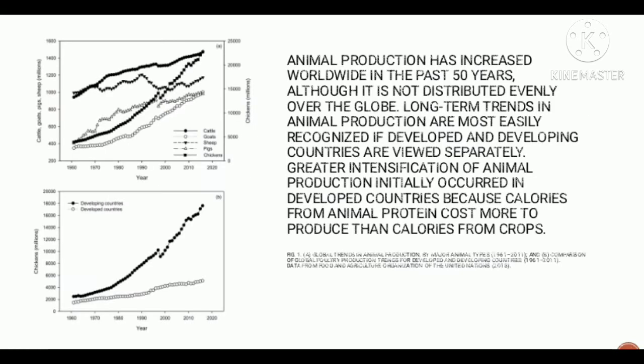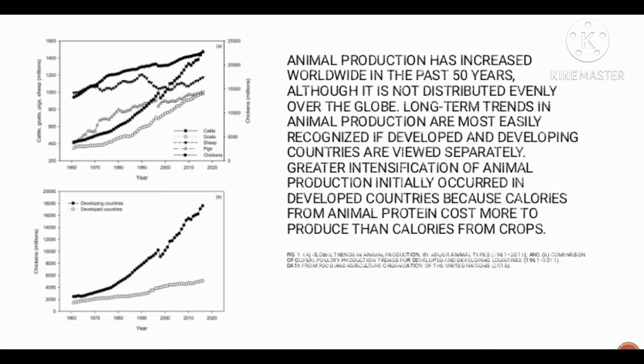Summary of global trends in animal production. Animal production has increased worldwide in the past 50 years. We can see that in the top picture. Long-term trends in animal production are most easily recognized if developed and developing countries are viewed separately.